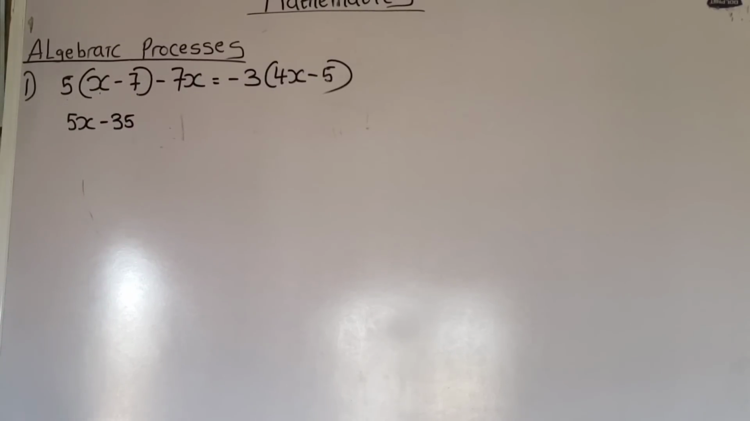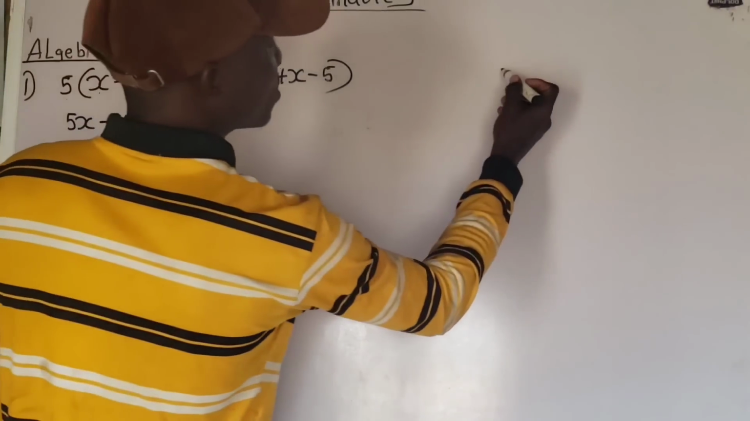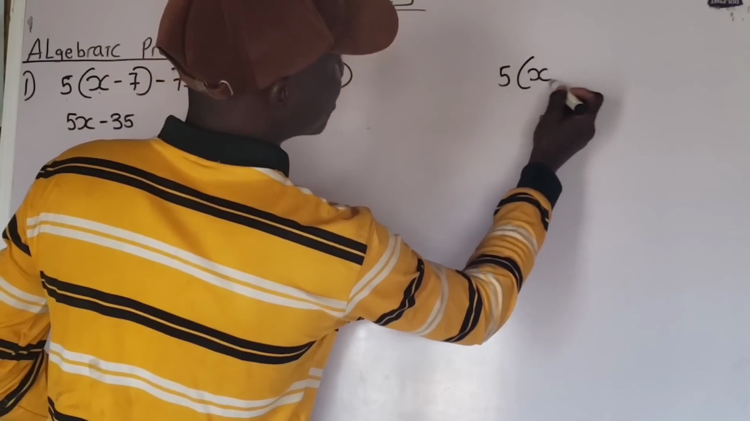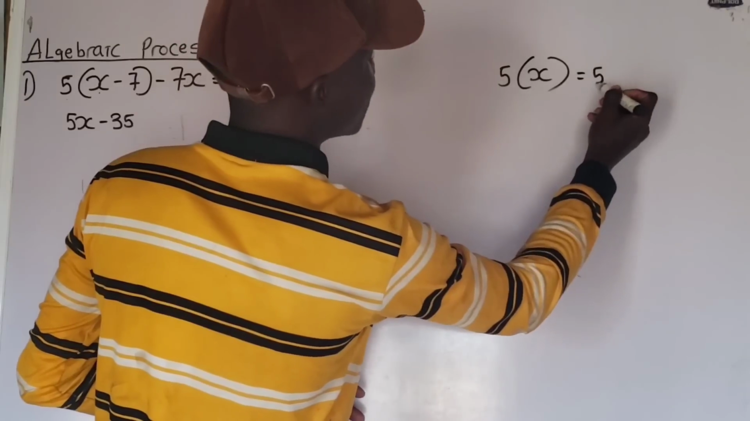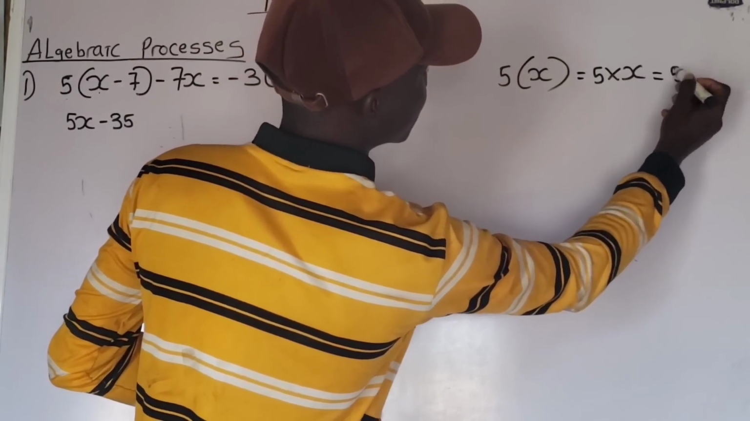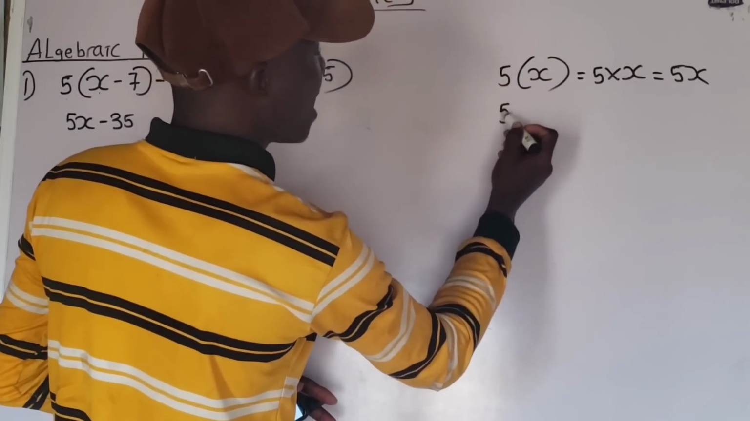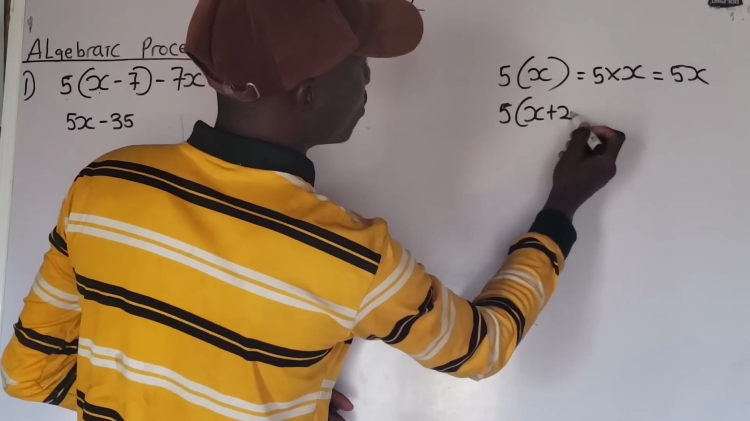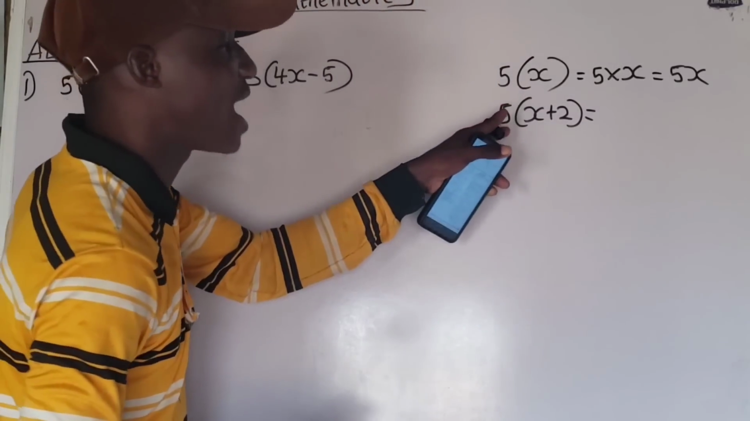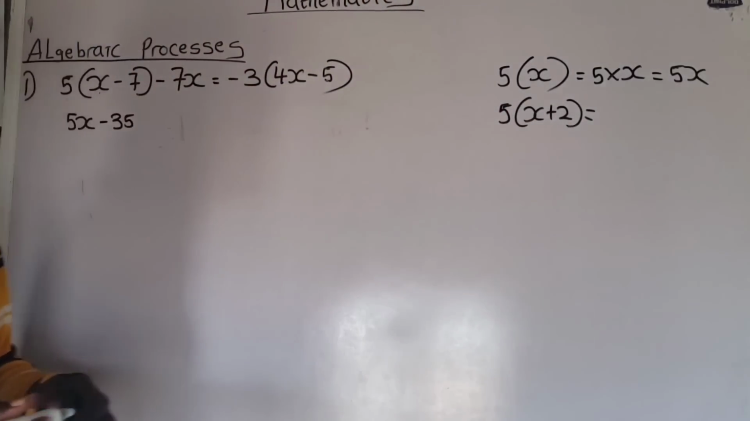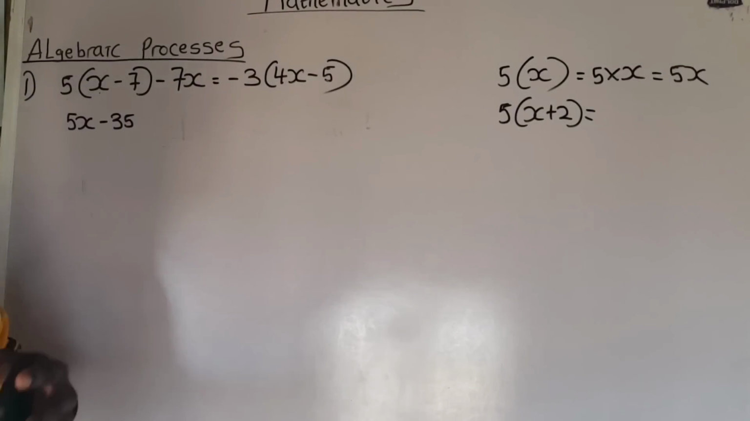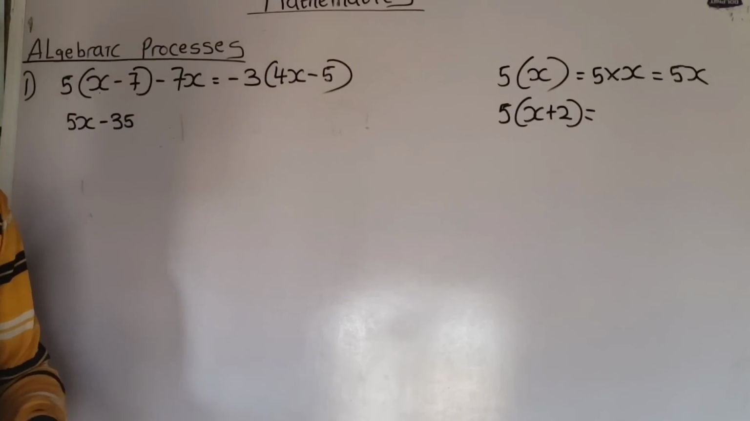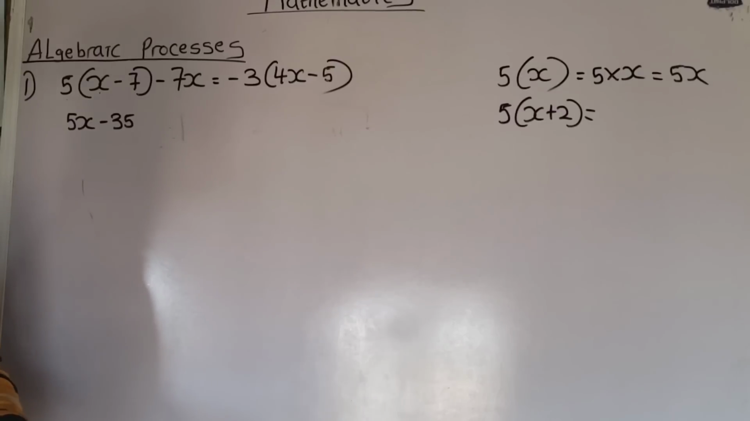If you are confronted with something like 5 into bracket x, this also means 5 multiplied by x, which is 5x. If you have 5 into bracket x plus 2, it means use this 5 to multiply all the terms in the bracket. You understand? If you missed our class on algebraic process, you can check the description of this video. You're going to see a link there. Click on that link to watch the class.